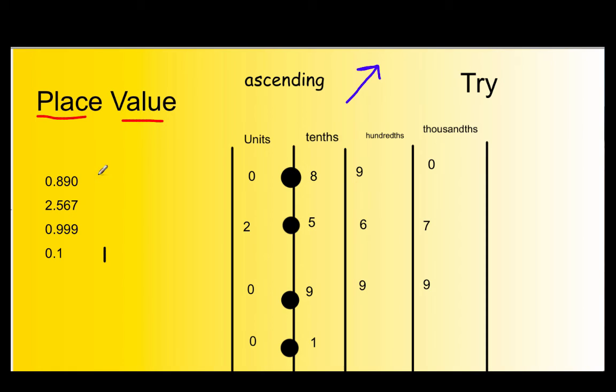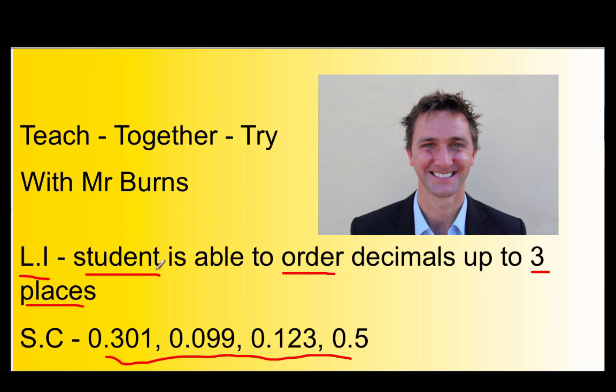After that, 0.890 would have been your second smallest, so we're going up. That would be number 2. Then 0.999 would be your next smallest number, so we're going up. That would be number 3. And your biggest number clearly is 2.567. Right, I hope that has been useful in learning how to order decimals with 3 decimal places, just like our learning intention said. Thank you for watching.